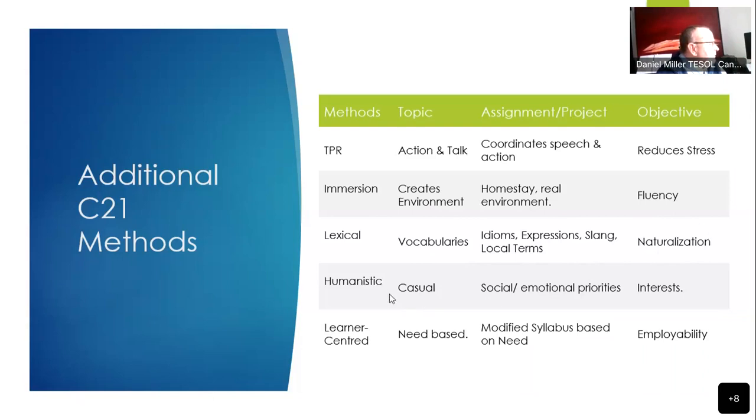The humanistic approach is more casual, based on social and emotional priorities, has as its objective general interests. And then the learner-centered, needs-based, modified syllabus based on need. And it's connected often with employability. So if a student is learning a language because they need to do that in order to improve their employability, then it's a needs-based realization.